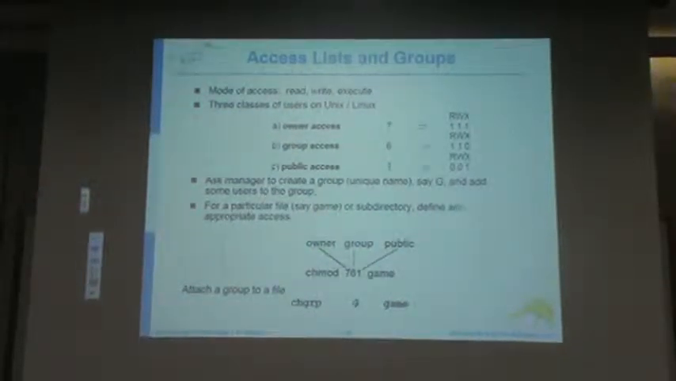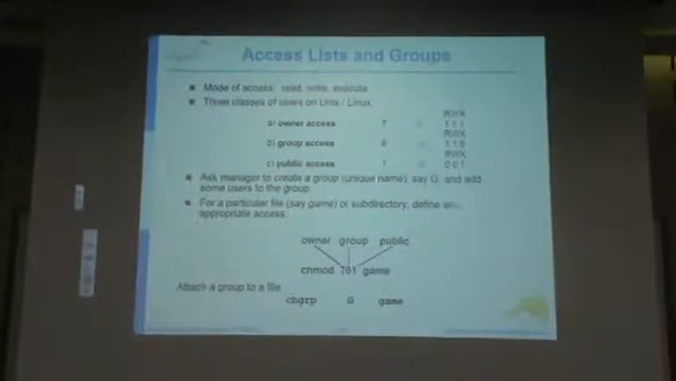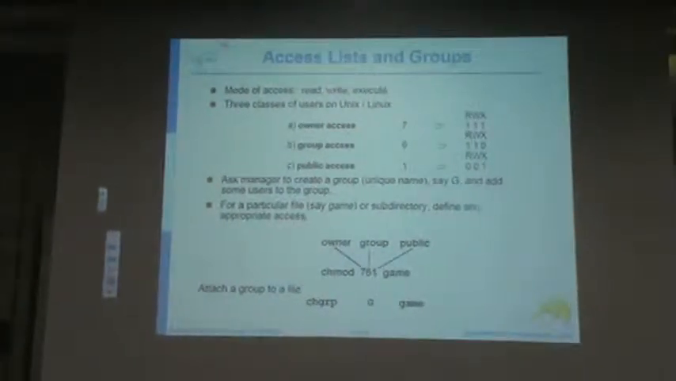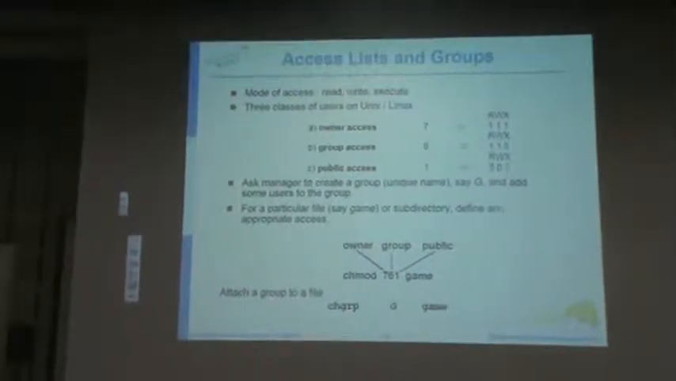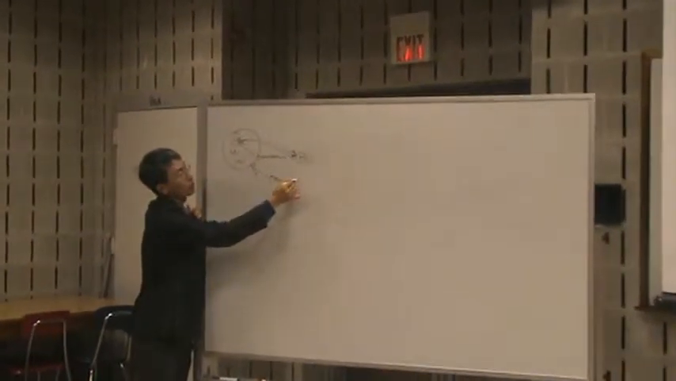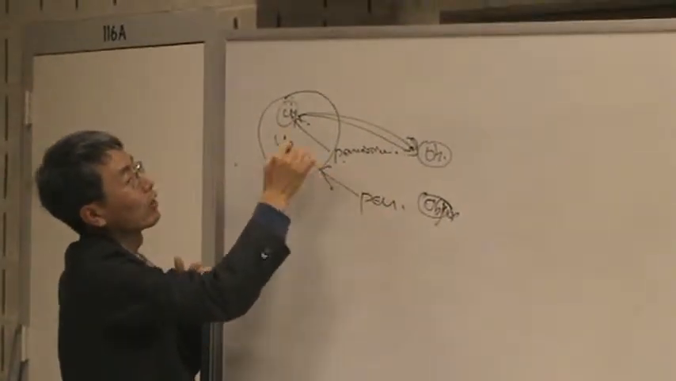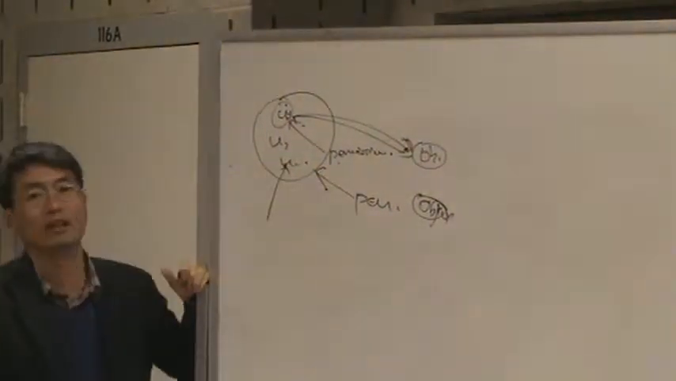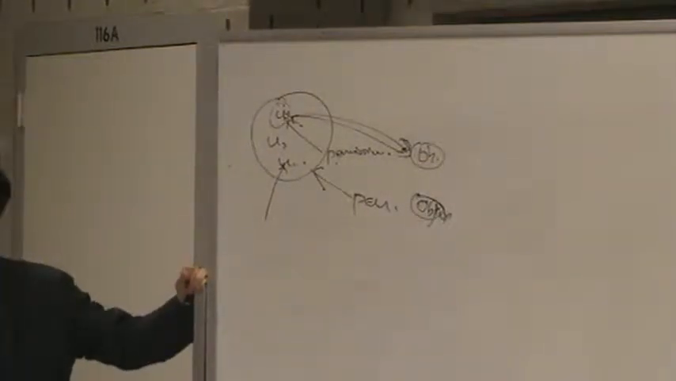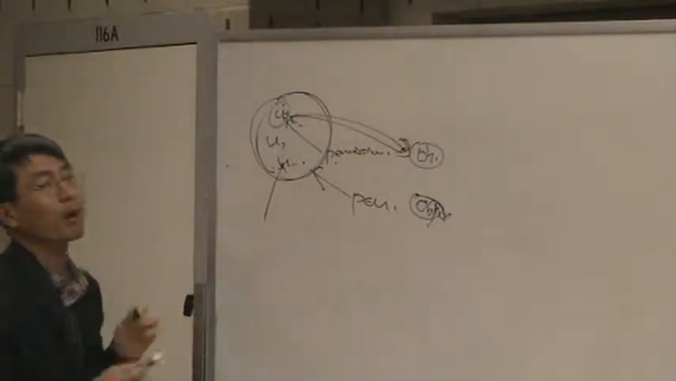So like user 1, user 2, user 3. Instead of granting the permission for each user, we can grant it to the group. We can give the permission to the specific object. Then we can assign the user to the specific group. So we can manage such access control by the group.